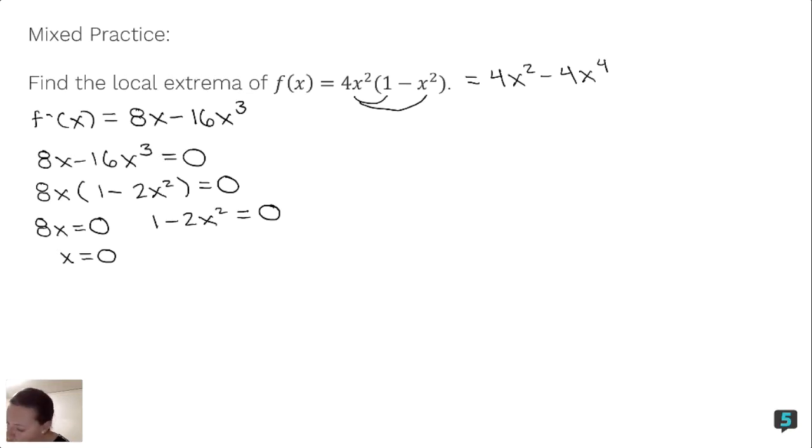Okay, we can subtract the 1. We get negative 2x squared equals negative 1. What would I do next? Divide by the negative 2. I get x squared equals 1/2. Now what's next?